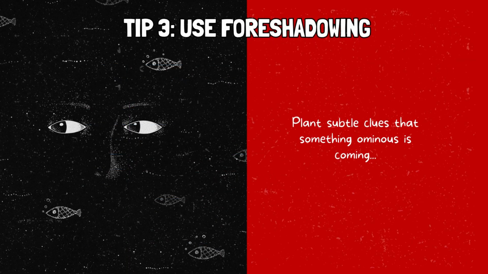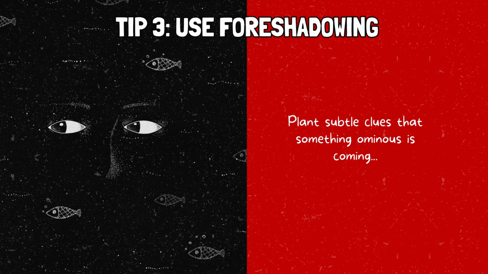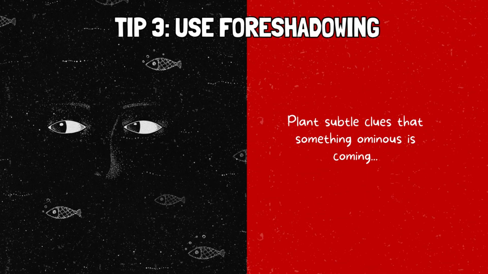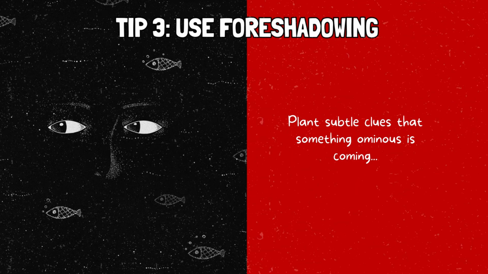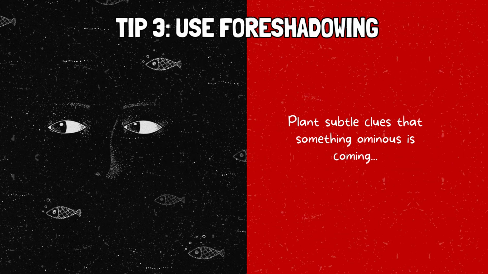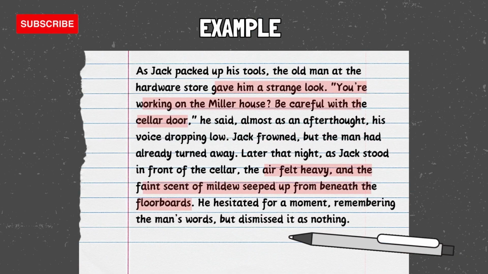Tip 3. Use foreshadowing. Plant subtle clues that something ominous is coming. This could be a strange smell, an eerie feeling, or an offhand comment. These hints build tension and anticipation before the horror strikes. Take a look at this example.